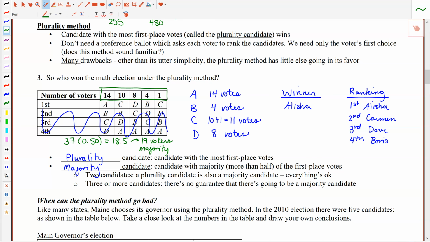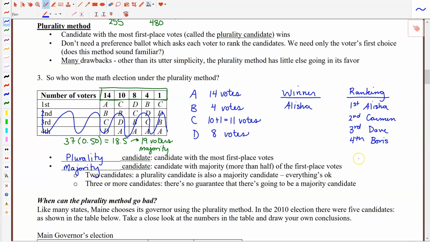Notice in this election that nobody had a majority. Nobody had 19 votes or more. So while in this election there was no majority candidate, there was a plurality candidate. There was somebody that had more first place votes than anybody else, and that person was Alicia. Now, if your election only has 2 candidates, the plurality candidate will also be the majority candidate, so everything's okay. These aren't necessarily 2 different people. But if you have 3 or more candidates, there is no guarantee that you're actually going to have a majority.